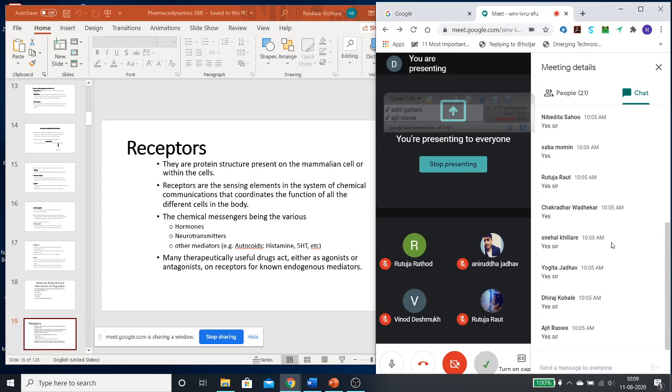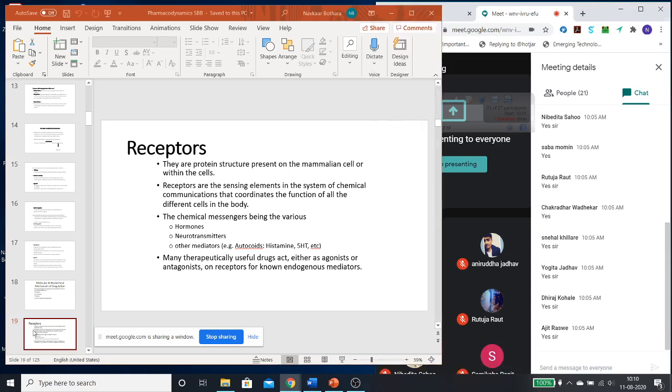Now the same thing applies: the agents present inside the body, neurotransmitters and hormones, act on receptors, and because of that the action can either increase or decrease. The same principle is followed in receptor-mediated drug action. So they can act as agonist, they can act as antagonist, and on these mediators the drug will be acting.